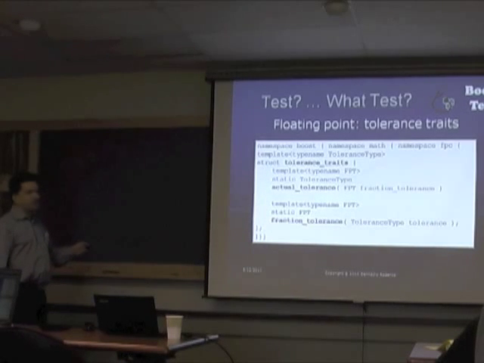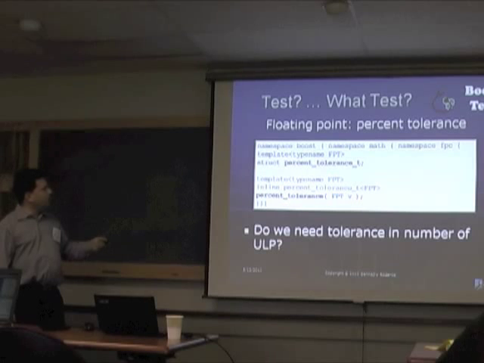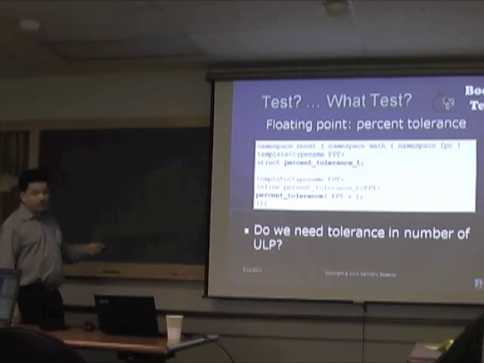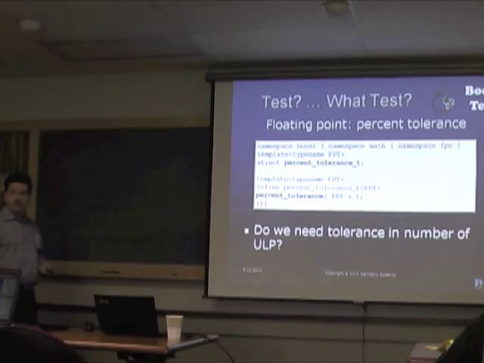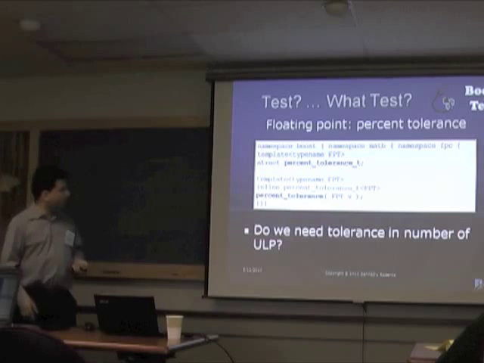So there's tolerance traits, where you can say for this tolerance type, this is how you convert from this tolerance type to the fraction tolerance, and from the fraction tolerance back to the actual tolerance. So you need to do a conversion, that's a simple traits class. And I also define the percent tolerance and the traits for it, and the object builder functions. And I'll show an example of how to use it.